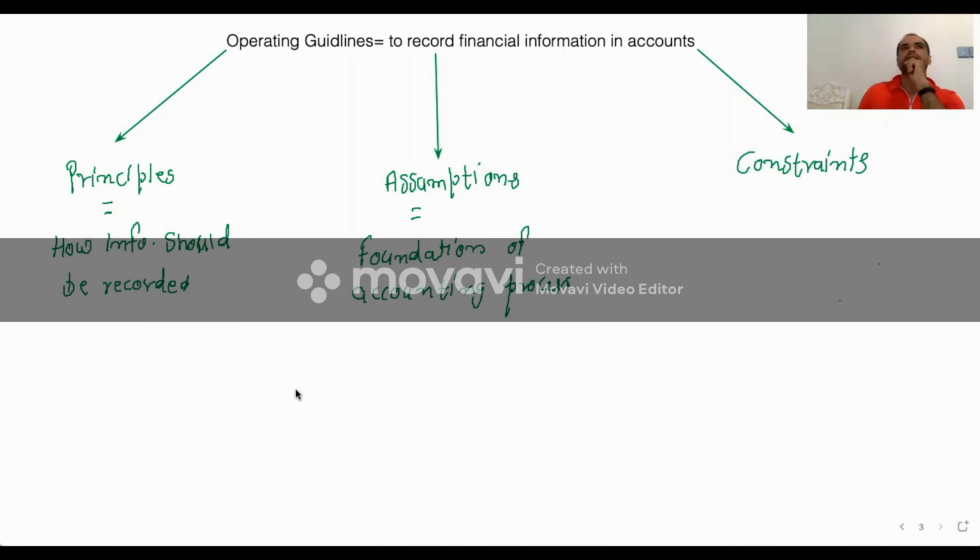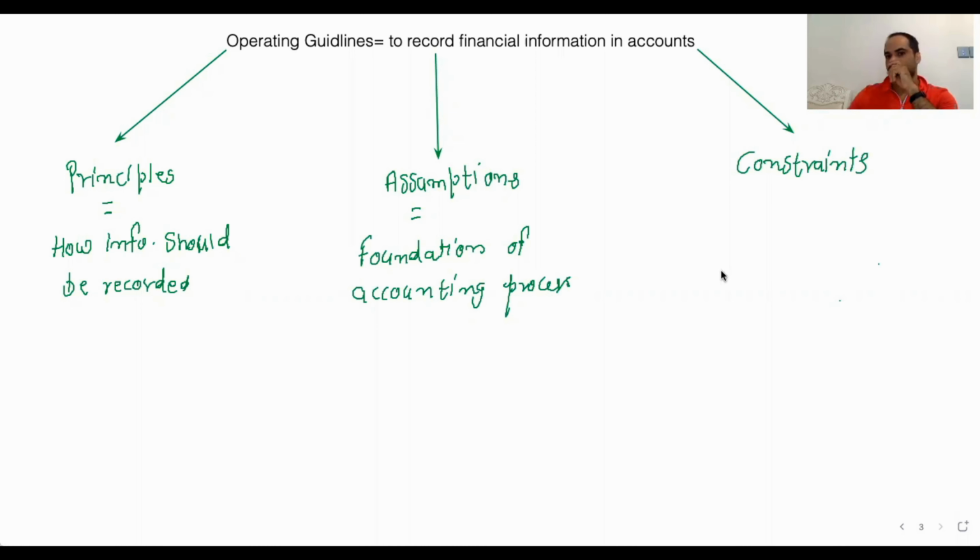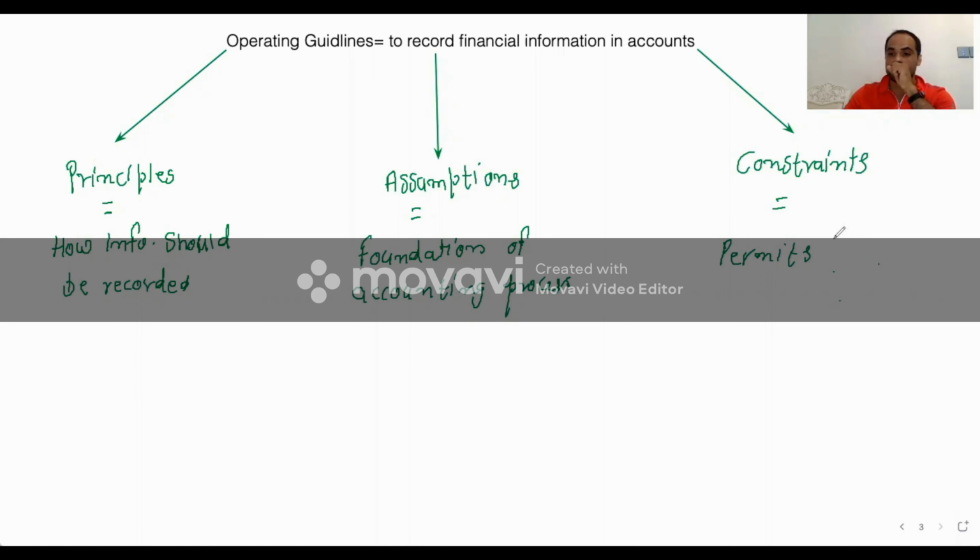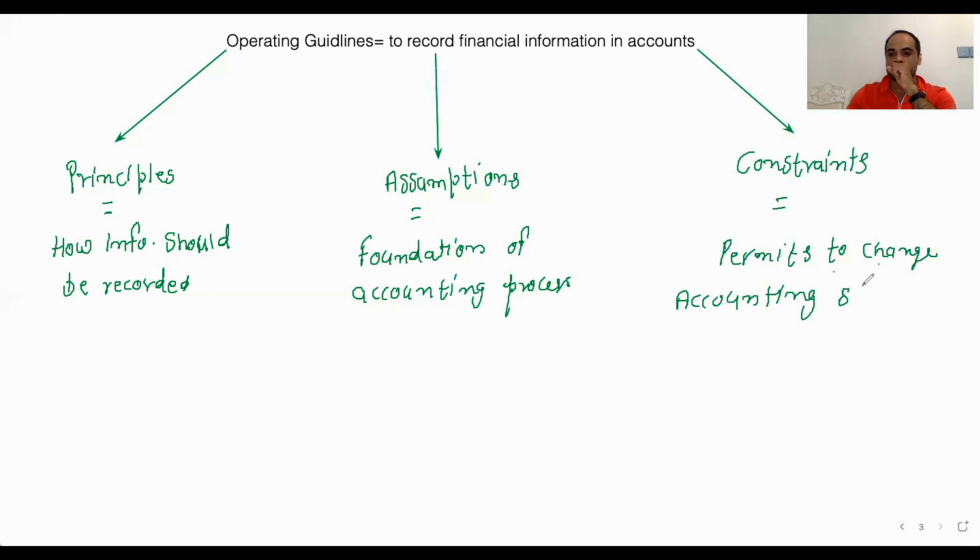Constraint permits a company to modify accounting standard. So it permits, it allows a company to change accounting standard. But of course, some conditions apply.